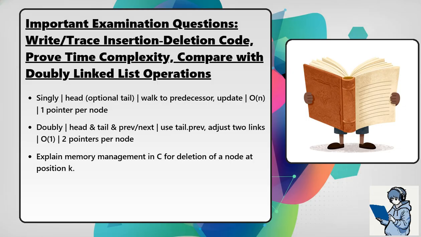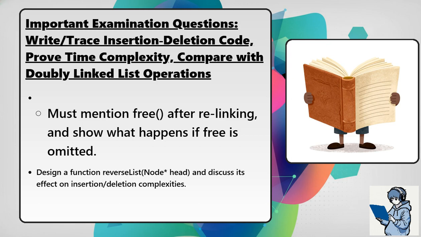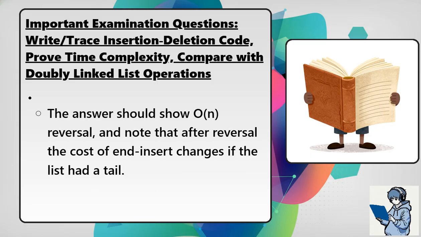Explain memory management in C for deletion of a node at position K. Must mention free after relinking and show what happens if free is omitted. Design a function reverse list, node star head, and discuss its effect on insertion and deletion complexities. The answer should show big O of n reversal, and note that after reversal the cost of end insert changes if the list had a tail.